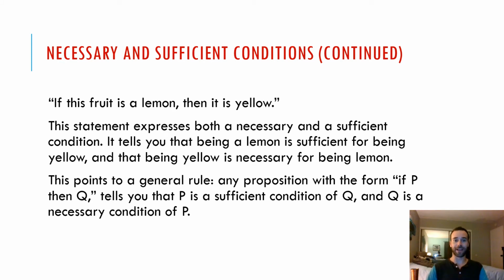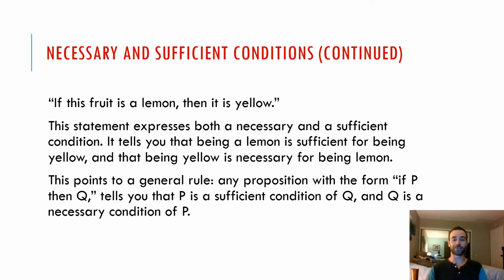Before we get into the answer to that, it's important to go over necessary and sufficient conditions to really understand what that means. If I'm using the example of if this fruit is a lemon, then it is yellow, this if-then conditional statement expresses two things. It expresses a necessary and a sufficient condition. It tells you that being a lemon is sufficient for the thing being yellow, meaning if the thing is a lemon, then it is guaranteed to be yellow.